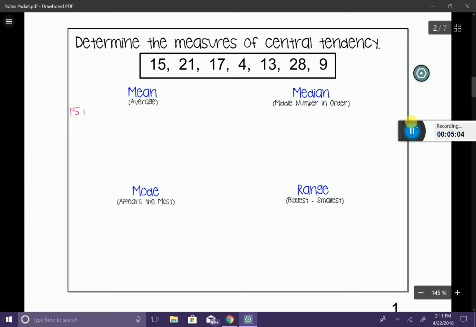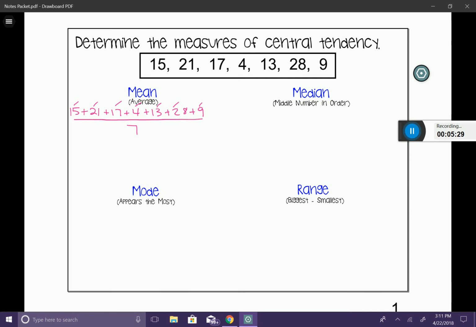I'm going to add up all of my digits: 15, 21, 17, 4, 13, 28, and 9. And for this, I do not need to put these in order from least to greatest. Once I add those up, I'm going to go ahead and divide them by how many numbers there are. And I have 1, 2, 3, 4, 5, 6, 7. 7 numbers. So now we just have to do a little bit of arithmetic in the calculators, and we have to add them all up.